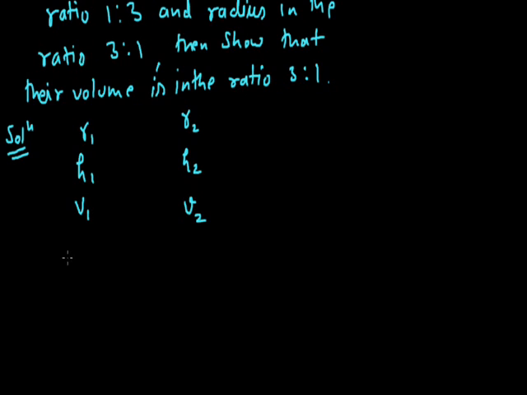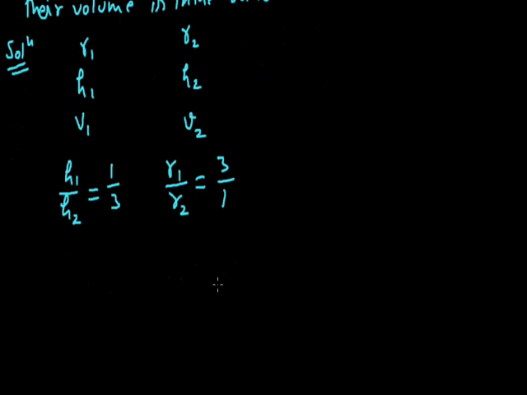Now in this question, the ratio of the height is given to us, that is h1 upon h2 is 1:3, and the ratio of the radius is also given to us, that is r1 upon r2 is 3/1. So we have to find the ratio of their volumes. So the volume, that is v1 upon v2, we have to find, and we have to show that the volume is in the ratio 3:1.